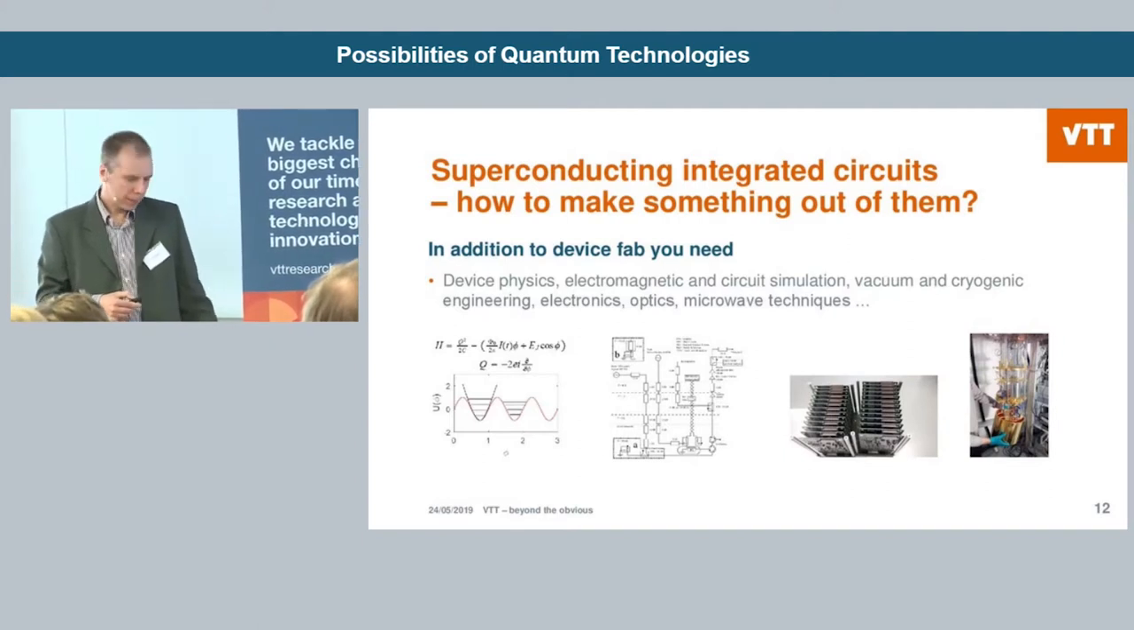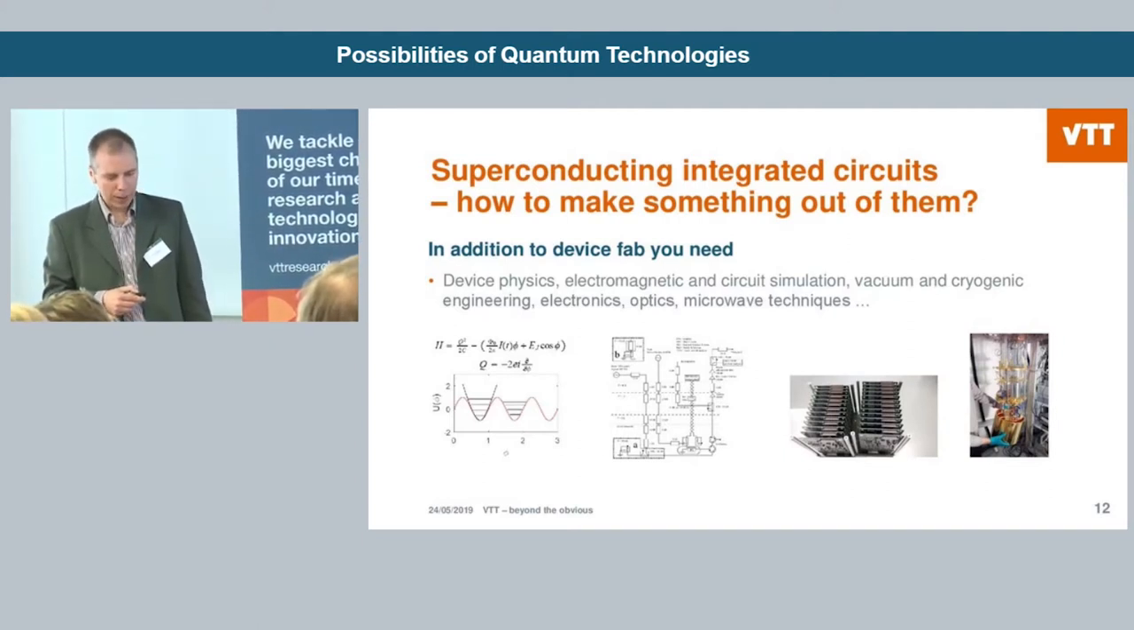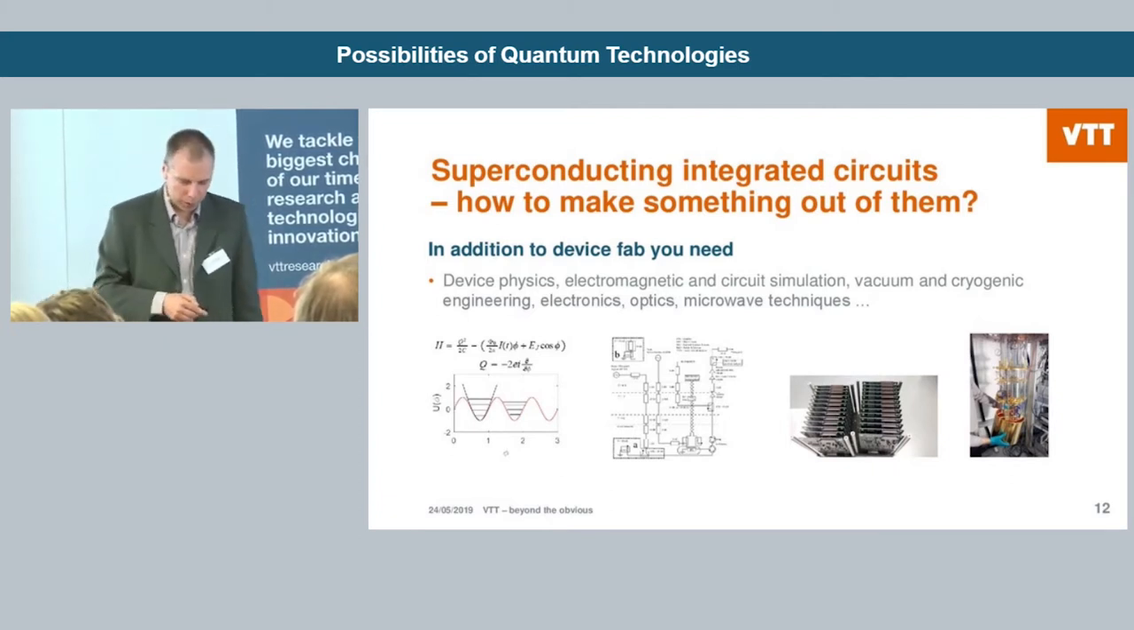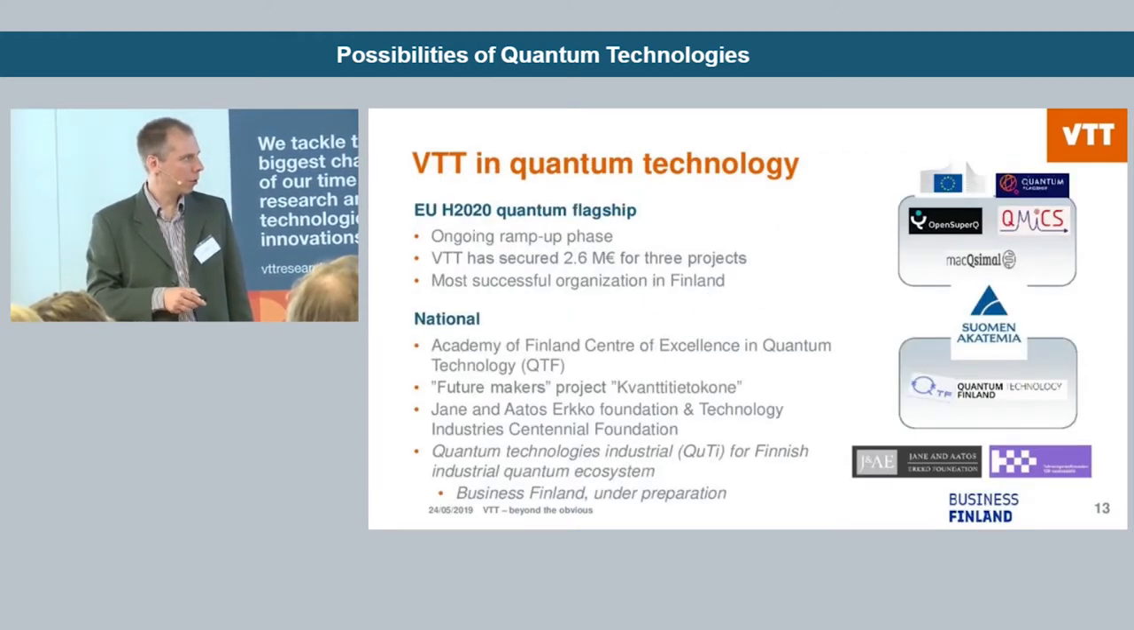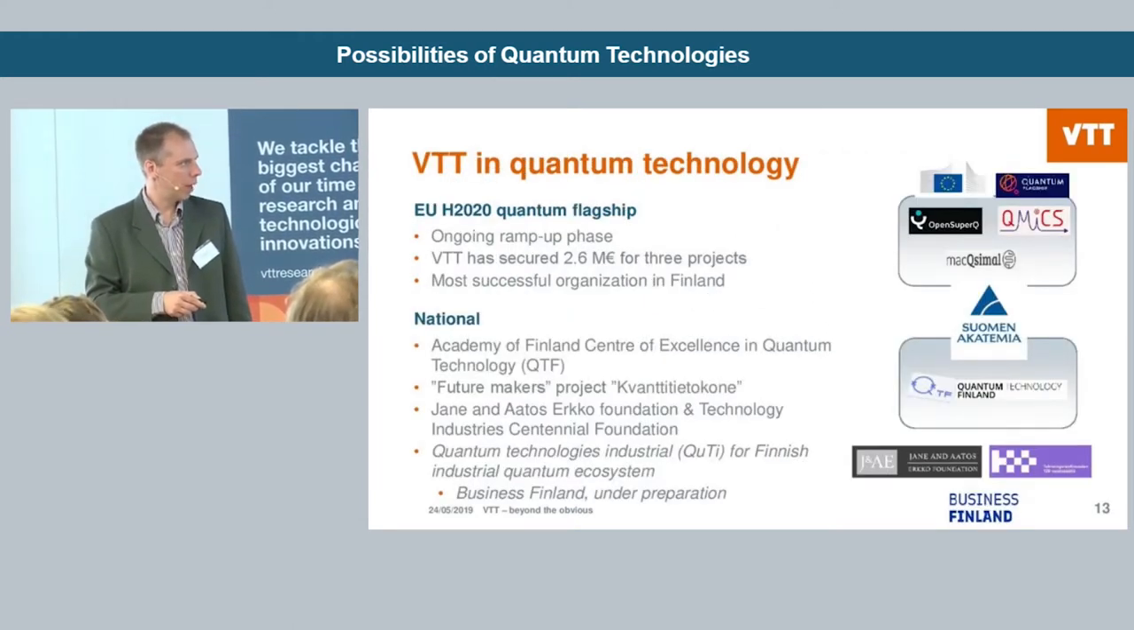So we have plenty of activities in electronics. We often start ourselves from device physics. We do the cryogenic engineering to an extent ourselves, or, now that things are becoming commercially available, build the measurement setups inside the Bluefors cryostats. That's from our basement.